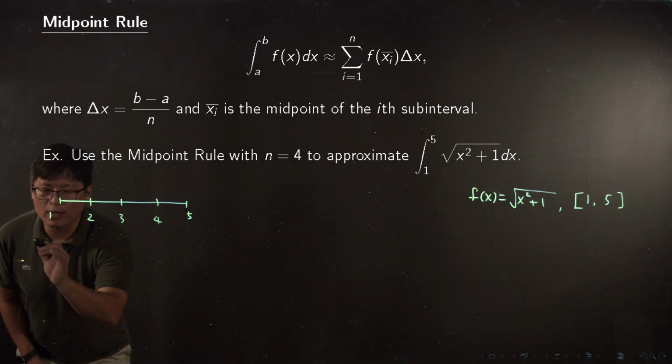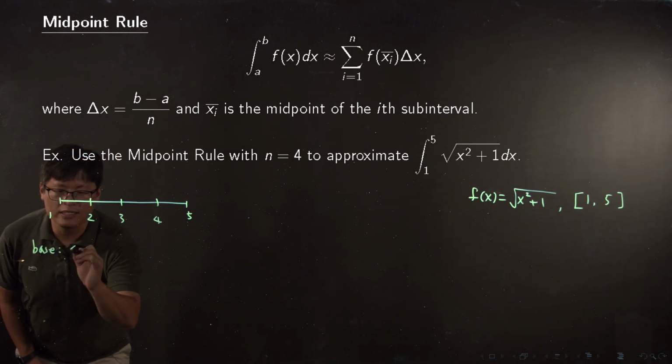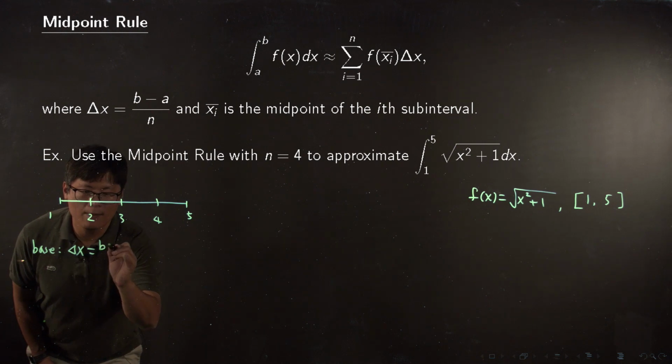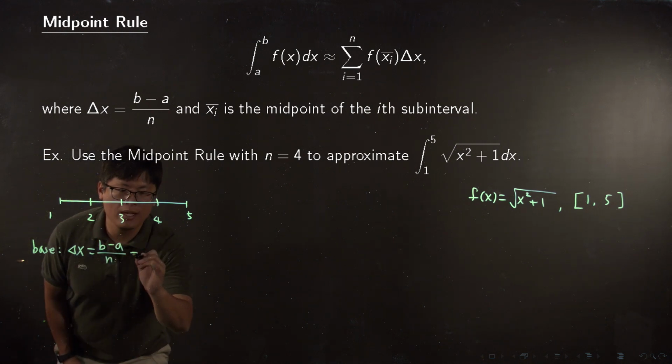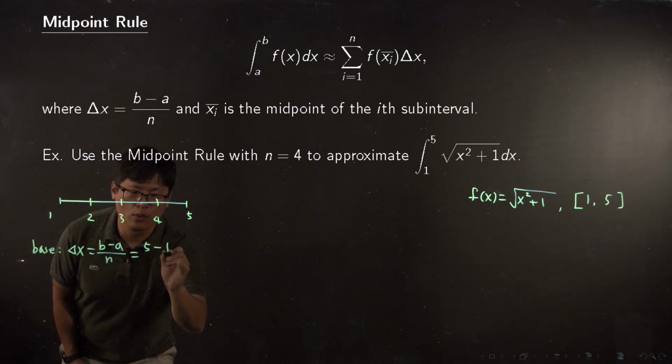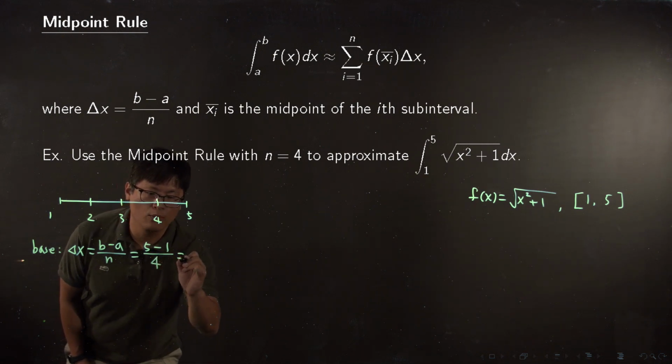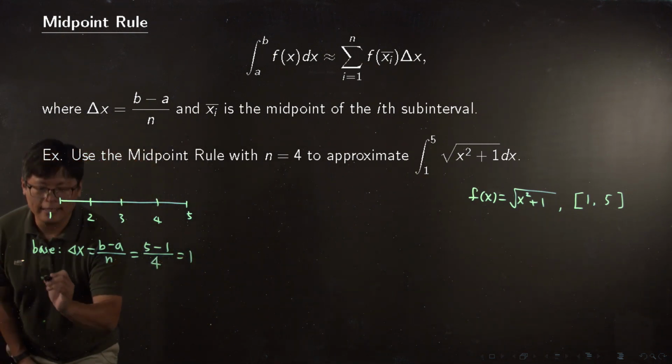Let me write the base first. The base is delta x, which can be calculated by b minus a over n, where b is the upper limit, a is the lower limit, and n is the number of rectangles, which is 4. Delta x is 1. And then what about the height?